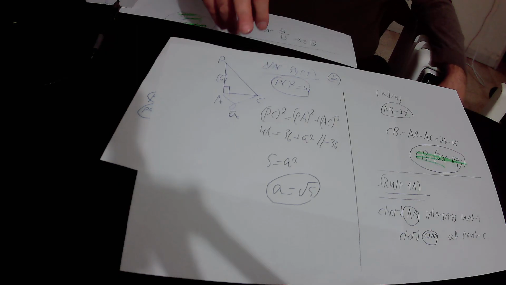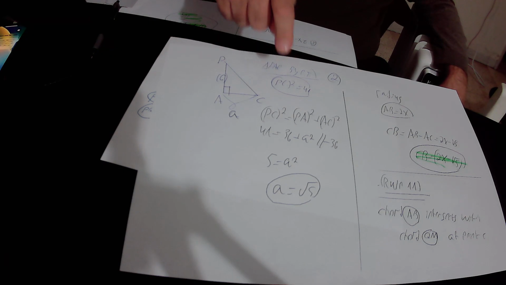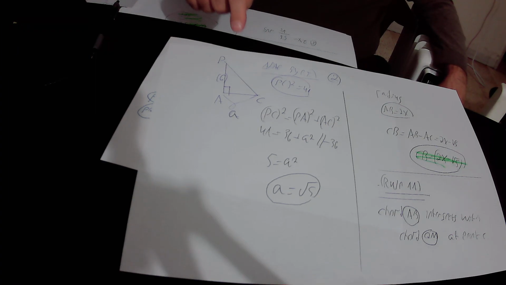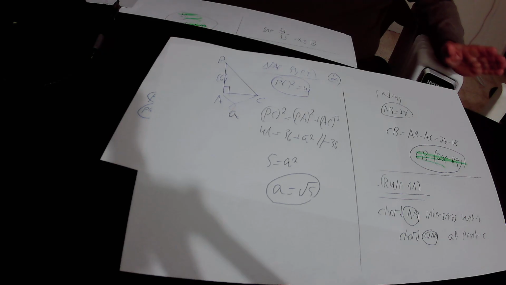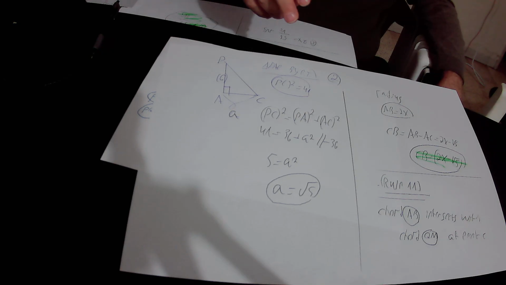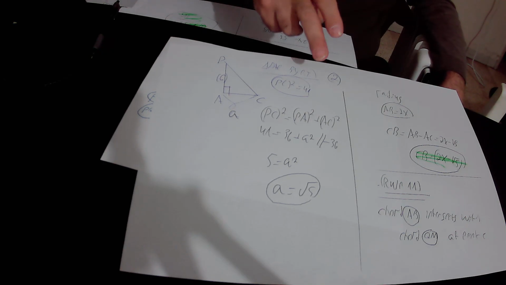According to the Pythagoras theorem, in this right triangle PAC, PC squared equals PA squared plus AC squared. PC squared is 41, and it equals PA squared. PA is 6, therefore PA squared is 6 squared, that is 36, plus AC squared. AC is a, therefore AC squared is a squared. So in conclusion, 41 equals 36 plus a squared.